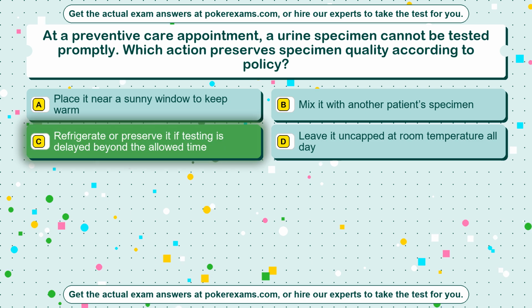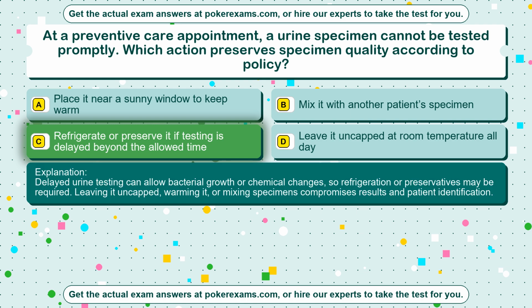The correct answer is option C. Refrigerate or preserve it if testing is delayed beyond the allowed time. Delayed urine testing can allow bacterial growth or chemical changes, so refrigeration or preservatives may be required. Leaving it uncapped, warming it, or mixing specimens compromises results and patient identification.